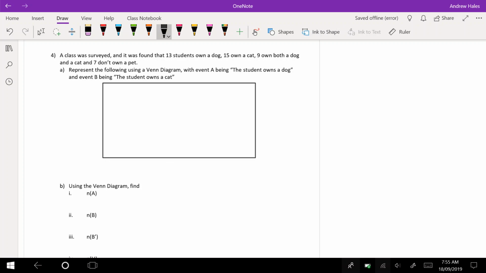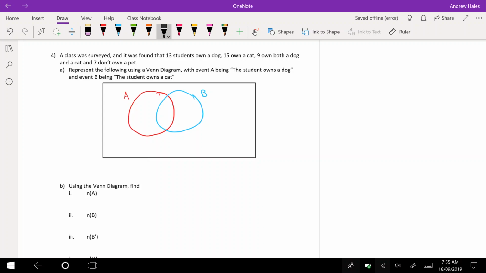Event A is the student owning a dog, and B being a student owns a cat. So that leaves out that labeling for us. If it didn't tell us that information, if it didn't say event A was one thing and event B was the other, you would have to define it yourself. But luckily for us, I was being nice to you guys. So we've got event A in the red there, event B in the blue.